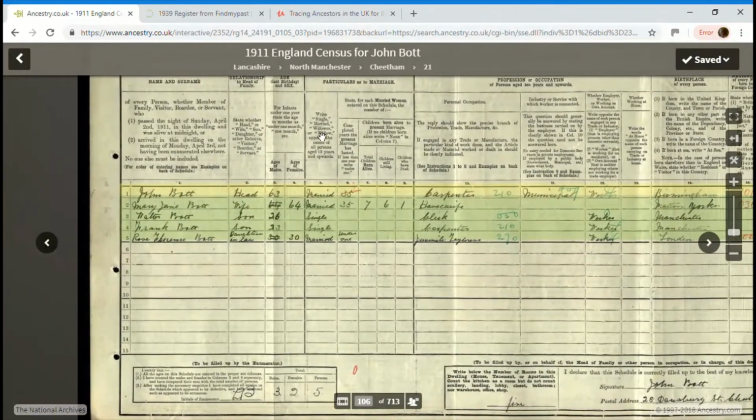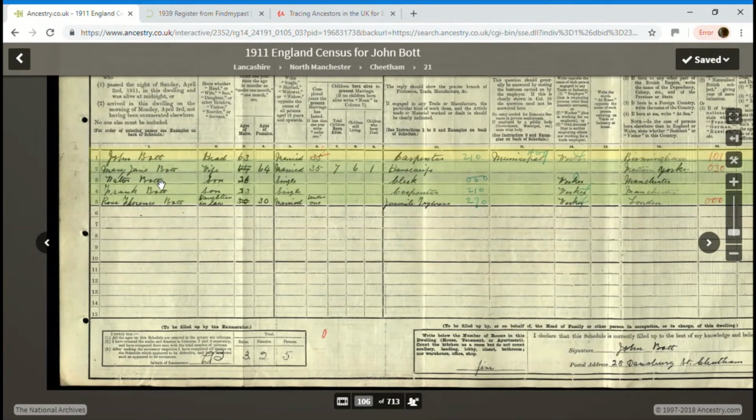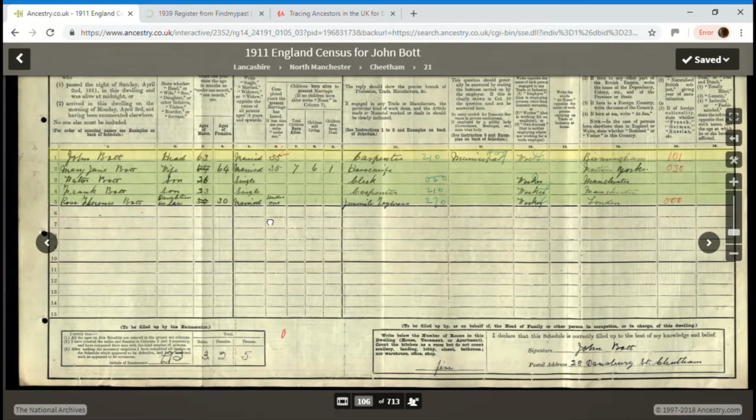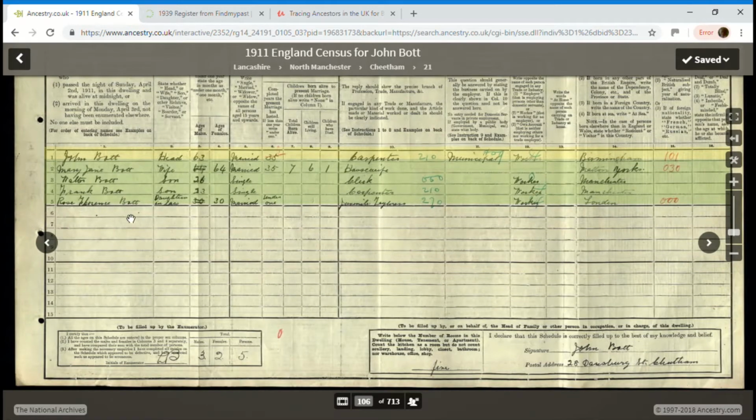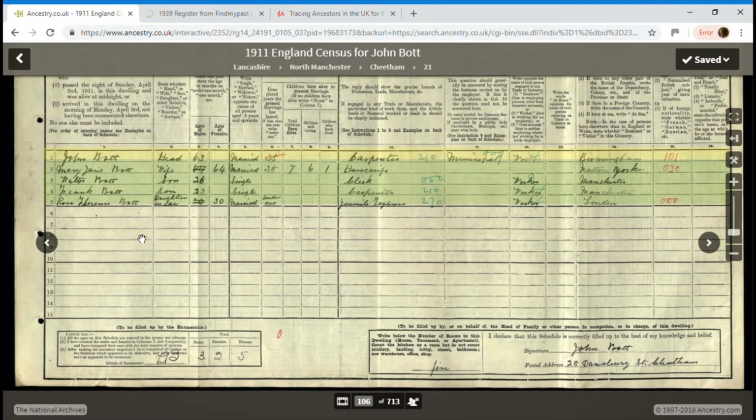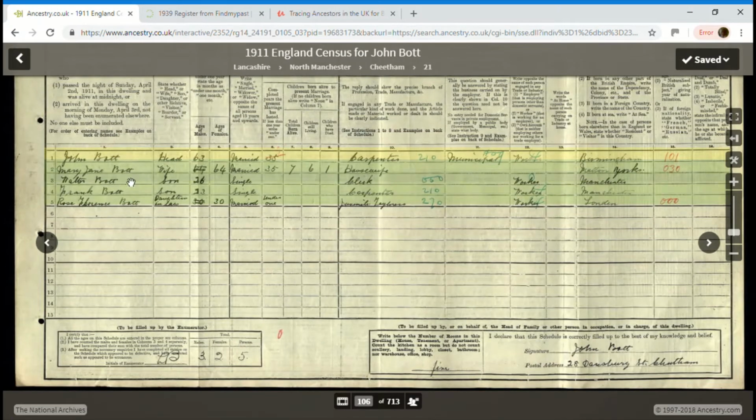So under name and surname, we've got John Bott, Mary Jane, and then we've got two of their children, Walter, he was my grandfather, and Frank. And yes, I know that my father had an uncle Frank, so that is all correct. And we've also got a Rose Florence, who's a daughter-in-law. So she is married, not to Walter or to Frank, because as you can see, they are both single. So she's married to one of their other sons, presumably.